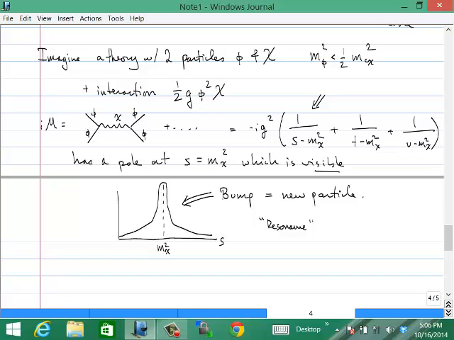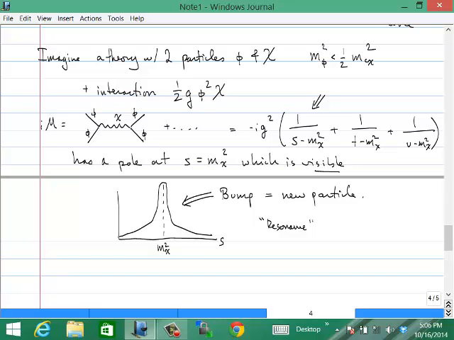So we'll get to the subject in more detail of resonances and particle lifetimes and stuff like that. But you can see already the basic strategy: you look for peaks in these scattering amplitudes, and there'll be peaks when you have particles.